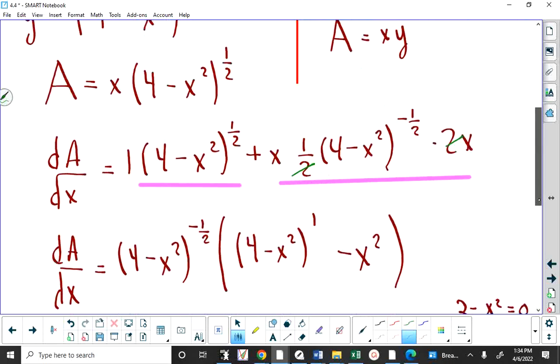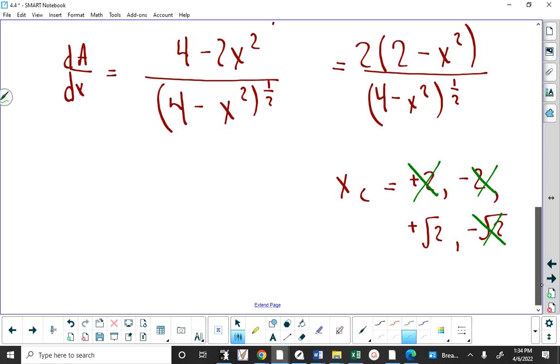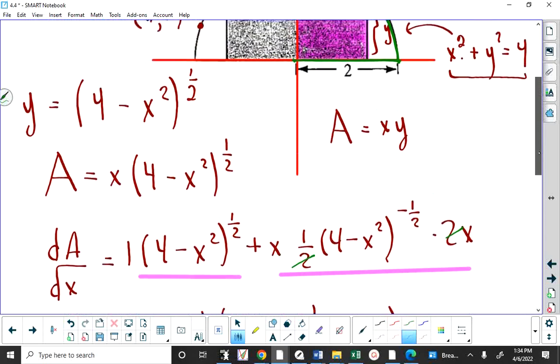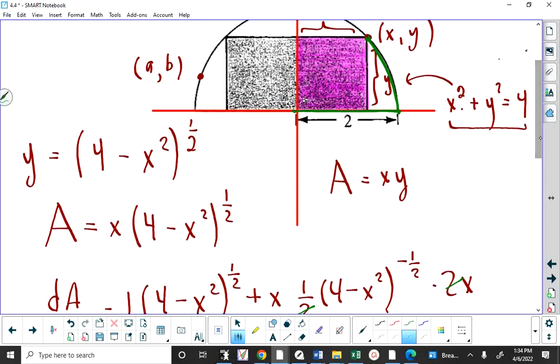That leaves root 2 as x, and if root 2 is x, then y is the square root of 4 minus root 2 squared. It's going to be root 2 as well. So that's why I said that quadrant will be a square.